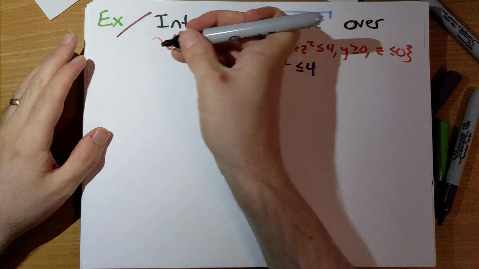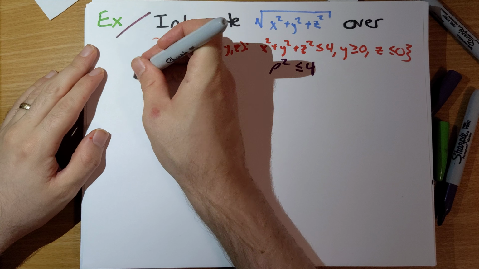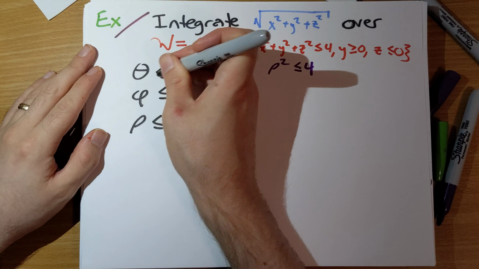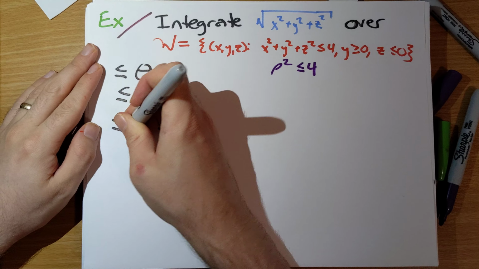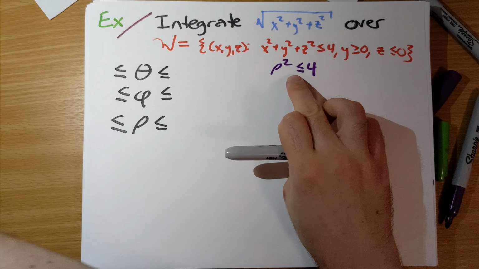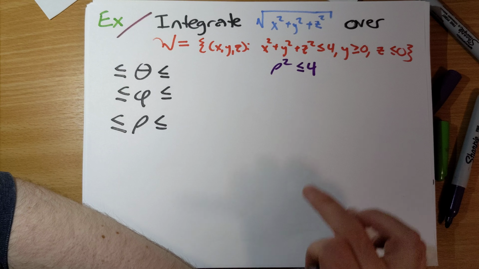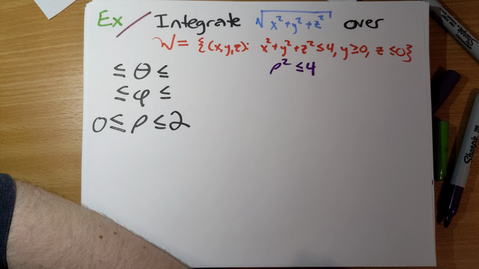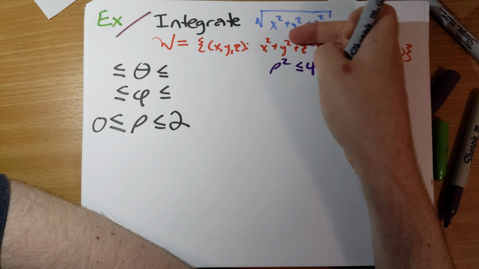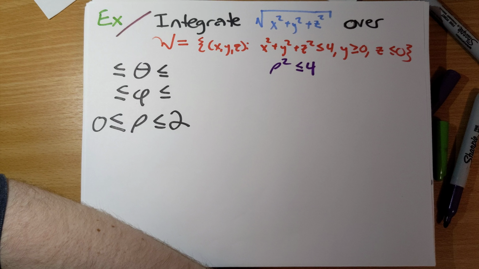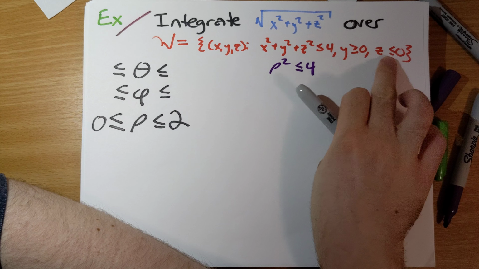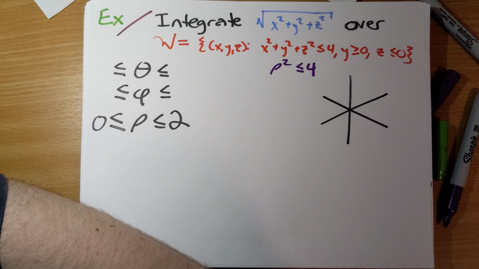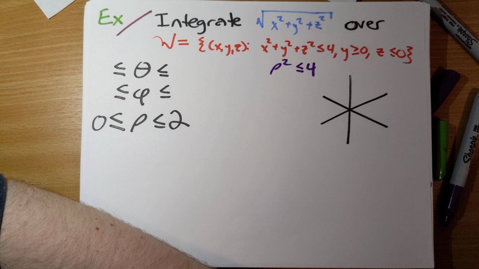Okay, we want to start off by thinking of what are our bounds on theta and phi and rho. So rho here, this is the only bound that's going to concern rho. Rho squared is less than or equal to 4. That tells us rho is between 0 and 2. So this is the region inside the sphere of radius 2. It's going to be a quarter of the sphere based off of these bounds on y and z.